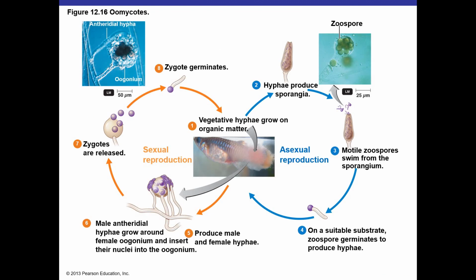In the life cycle of the oomycetes, you see again the asexual reproduction. The hyphae produce a sporangium, but then it has these motile zoospores that are released from the sporangium and swim away to then find a suitable substrate. For the sexual reproduction, that's kind of unusual as well. You see distinct male and female hyphae, where the female hyphae is going to make the oogonium, and then the male antheridial hyphae actually grow around to fertilize. The zygotes are then released, and these are then going to be put out into the environment again to find a favorable substrate to be able to germinate.